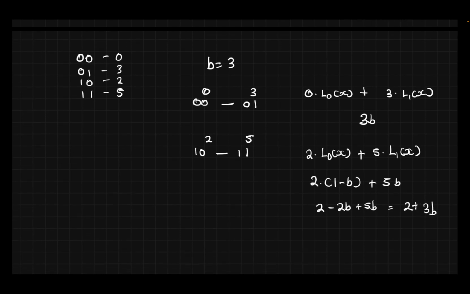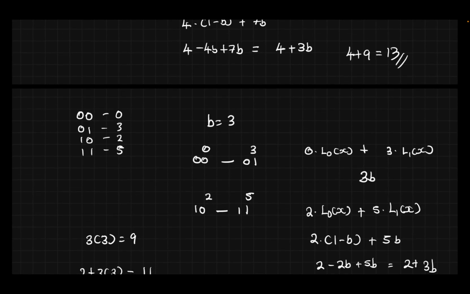Good? Now we're supposed to evaluate them at B equals 3, right? So 3B evaluated at 3 is 9. And then 2 plus 3 times 3 is 11. So how do we know where to put what? We find where A is the same. For this one, A was 0, so I'm going to put the result of 3B in 0, which is 9. And then 1 is just going to take the other one. So when we evaluate this at B equals 3, we get 9, 11.